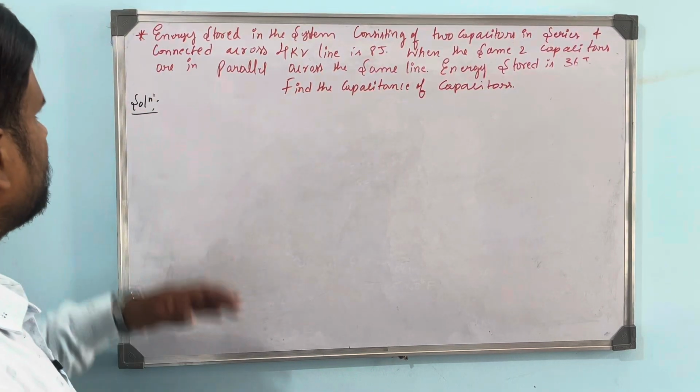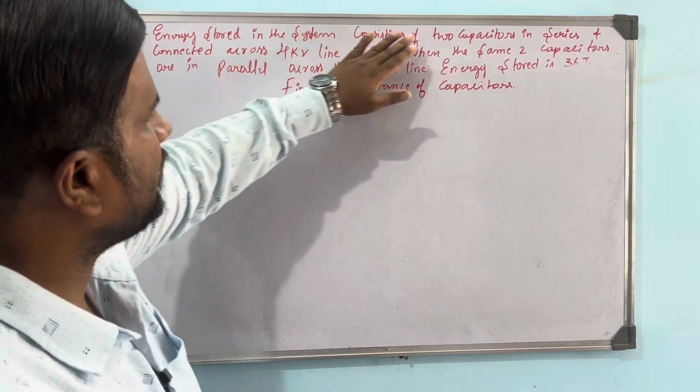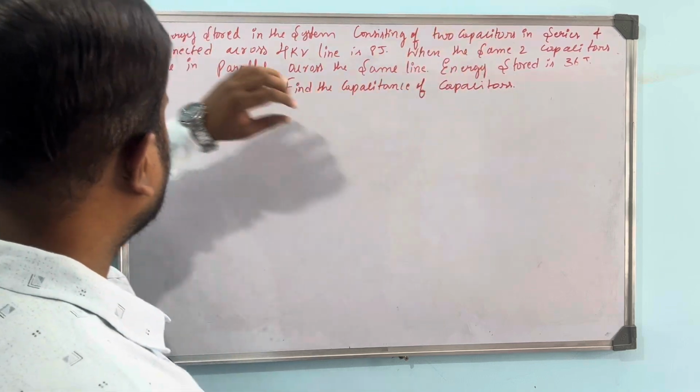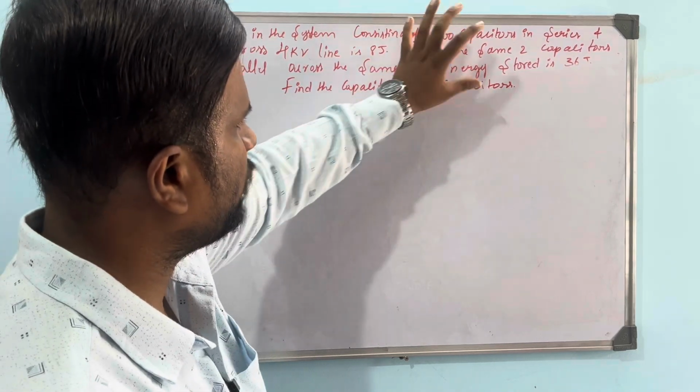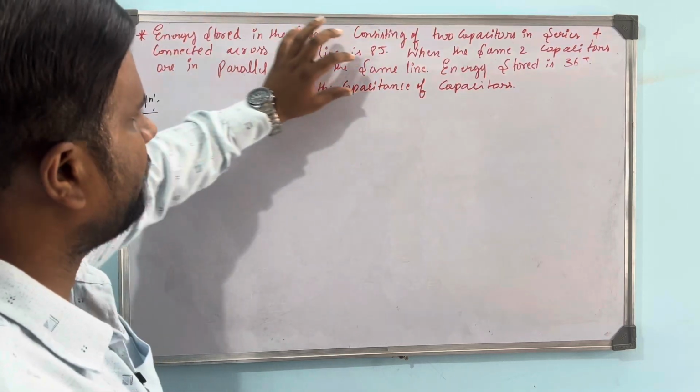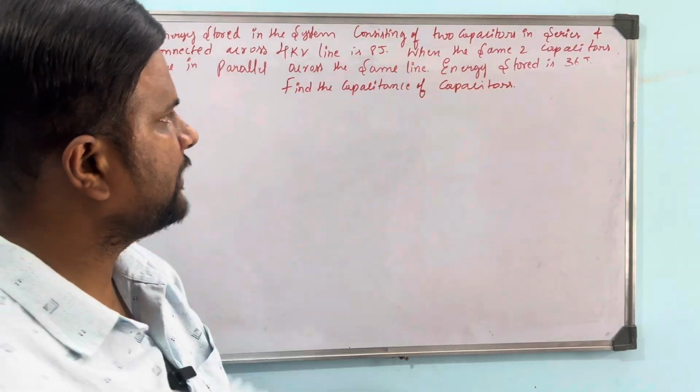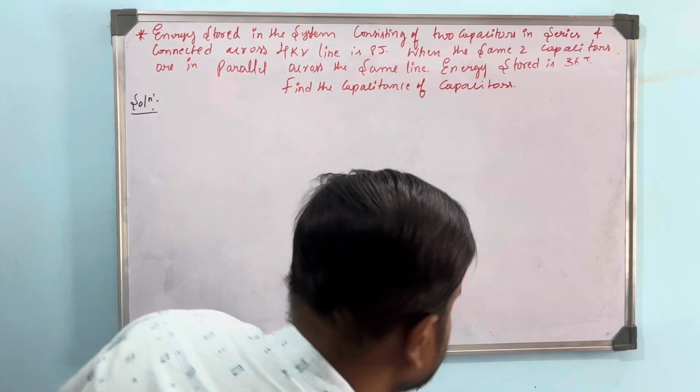So now the next numerical: energy stored in the system consisting of two capacitors in series and connected across a 4 kilovolt line is 8 joule. When the same two capacitors are in parallel across the same line, energy stored is 36 joule. Find the capacitance of the capacitors.